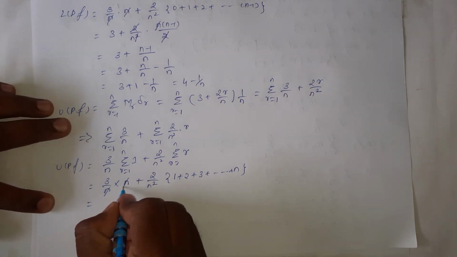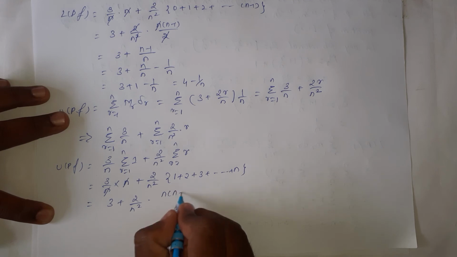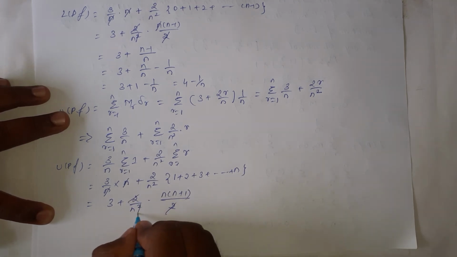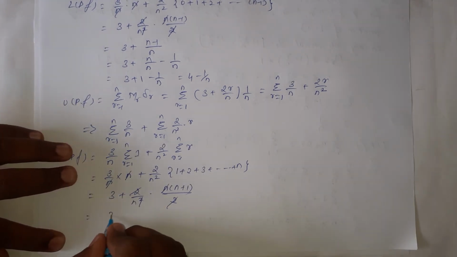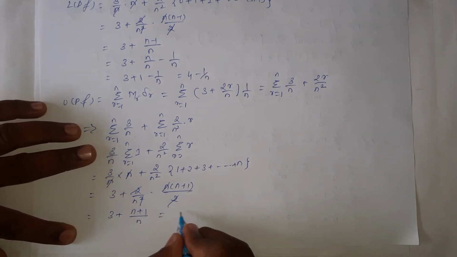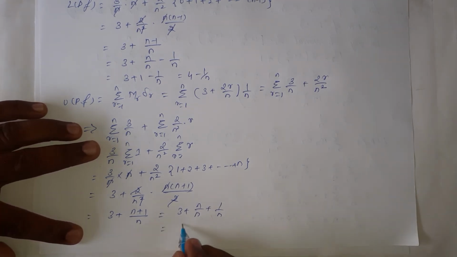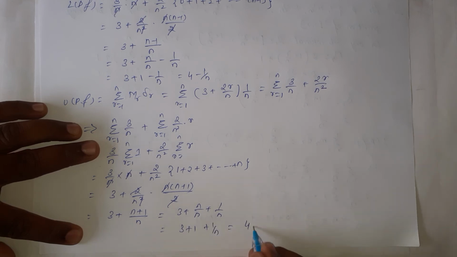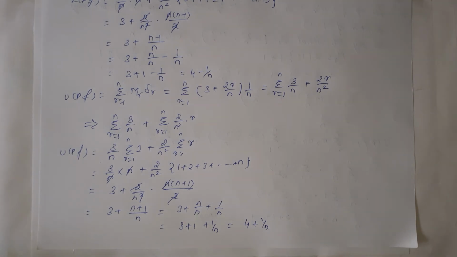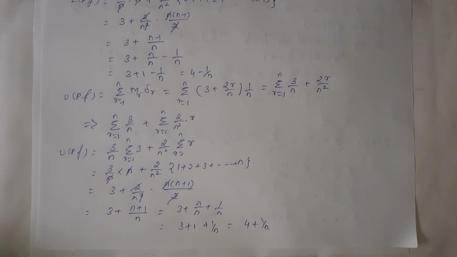Now, it is equal to n and n get cancelled, here 3 is remaining plus 2 by n square and its sum is given by n into n plus 1 by 2, 2 to get cancelled, n and n get cancelled, remaining 3 plus n plus 1 divided by n, and this can be written as 3 plus n by n plus 1 by n by dividing n separately. So, therefore, it is 3 plus 1 plus 1 by n, which is equal to 4 plus 1 by n. So, here the upper sum is 4 plus 1 by n and the lower sum is 4 minus 1 by n. Then let us find the upper Riemann integral and lower Riemann integral.